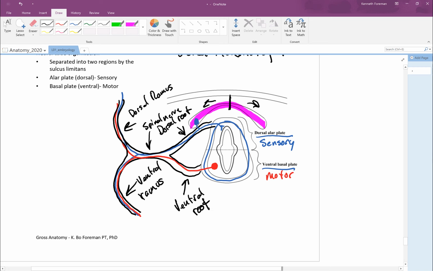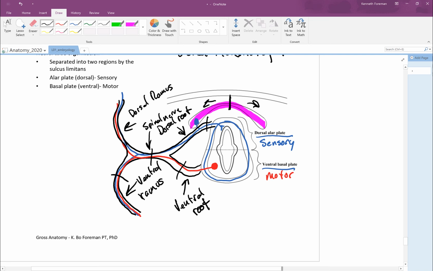So if I was to cut the ventral root, what would I lose? Voluntary motor. If I was to cut the dorsal root, what would I lose? Sensory innervation, but no motor. If I cut the spinal nerve, I would lose motor and sensory from both my epaxial and hypaxial musculature and my dorsal and ventral body wall.